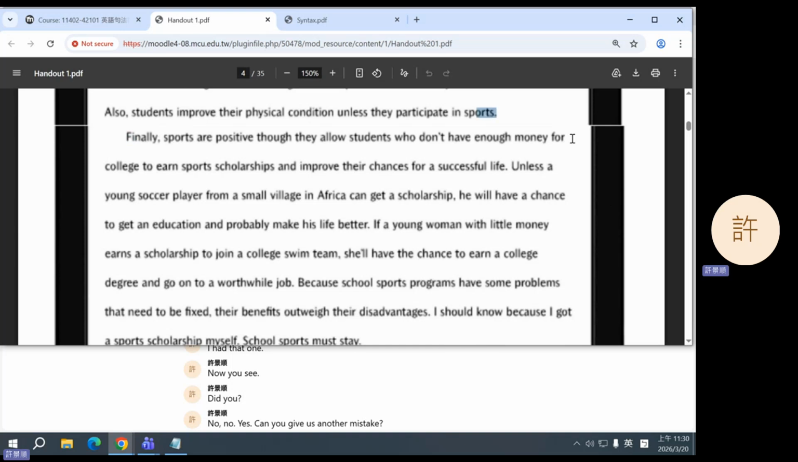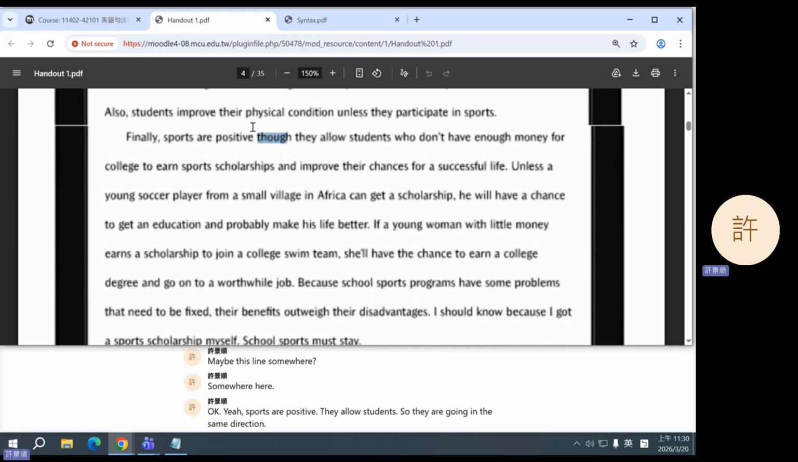Maybe this line somewhere. Somewhere here? Okay, yeah, sports are positive. They allow students, so they are going in the same direction. This can be changed to because. Good.